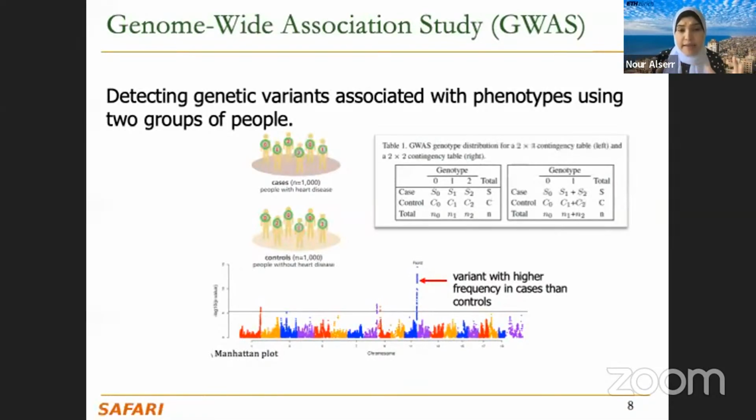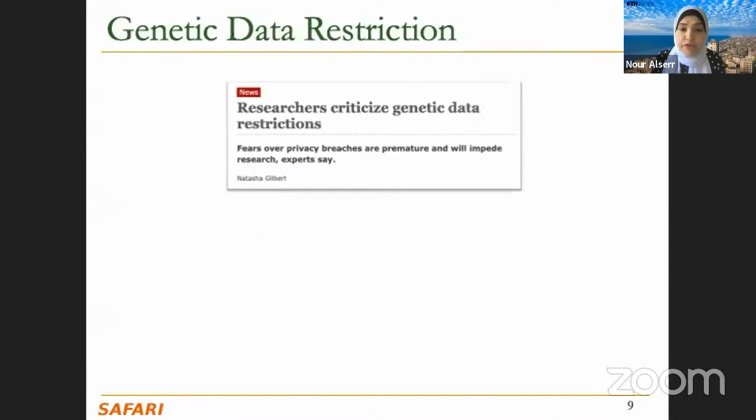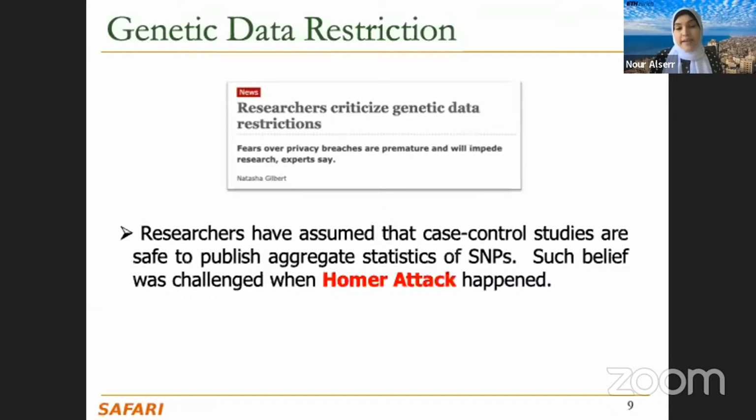So these data sets, again, these studies are considered to be safe, right? We are not showing the genomic record of any participant. We are only showing the statistics. So again, it's considered to be safe until one attack happened, which is called the RowHammer attack. Briefly, this attack is like this. If we have a victim or target, they're trying to know if this target is a member or is in the case group.